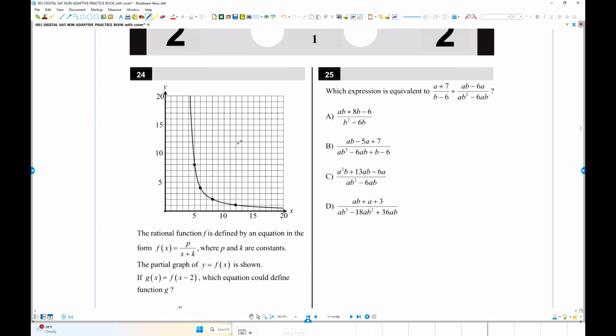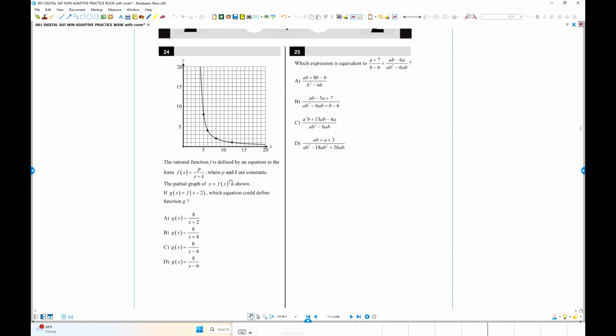Here is the number 24. You can say that this is a rational function, right? So P is a constant, and the denominator cannot be zero. If it is zero, that is undefined. But there is a vertical asymptote at x equals negative k, that is the vertical asymptote over here. This is the vertical asymptote, which is what? 4, isn't it? X equals 4. So the value of k equals negative 4, right? So actually f of x equals p over x minus 4, right? So x equals 4, that's the vertical asymptote.